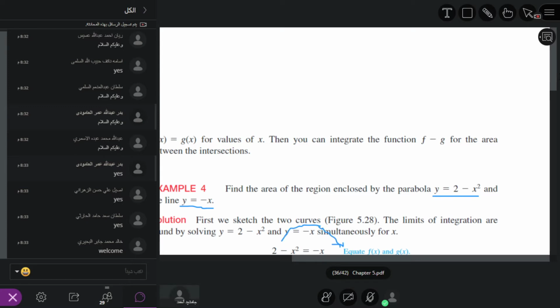2 minus x square, whenever we shift to this side, the 2 becomes negative and the x square becomes positive. That is why it is x square minus x minus 2 is equal to 0. Here we get the following: x square minus x minus 2 is equal to 0.